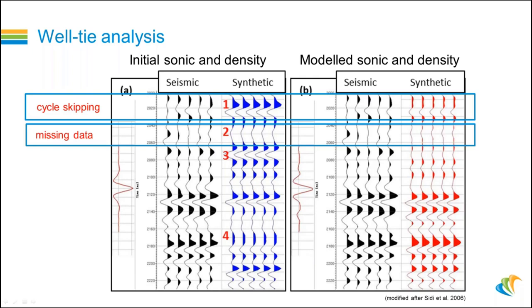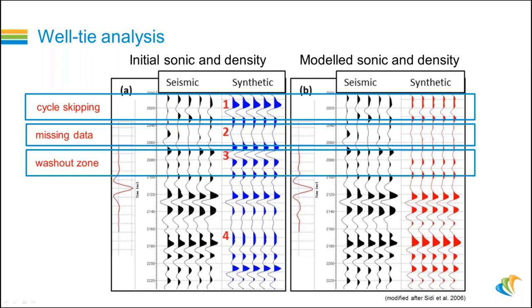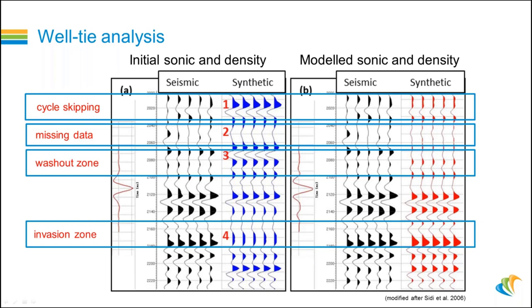So this is the effect that a washout zone will make on your well logs. And then these small changes can have a big effect on your synthetic, which will go furthermore to your characterization. And the last one again is the invasion zone. I showed an example already. So you see how the invasion zone can affect your synthetics, and then you will get a poor match if you do not correct the logs.